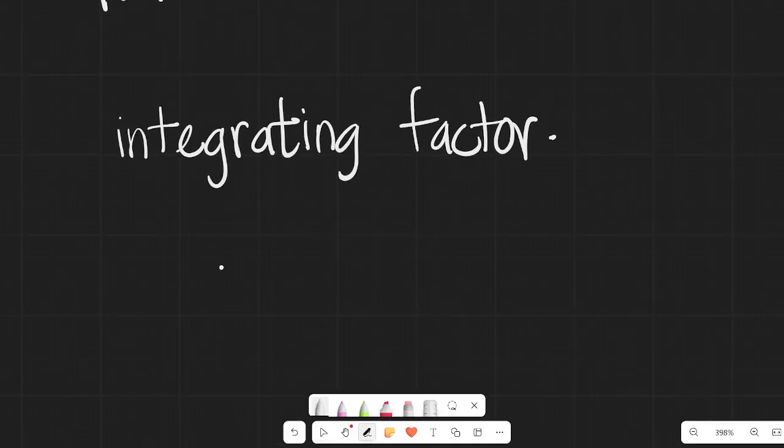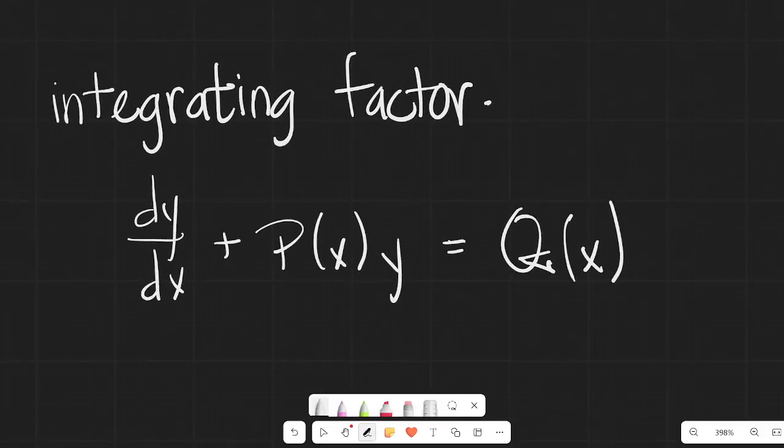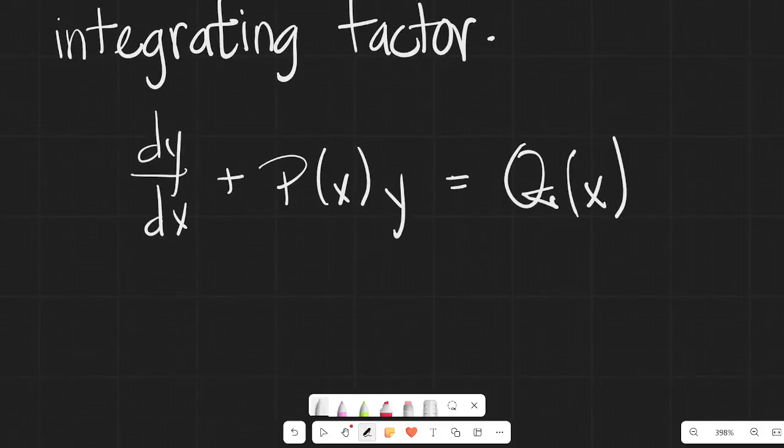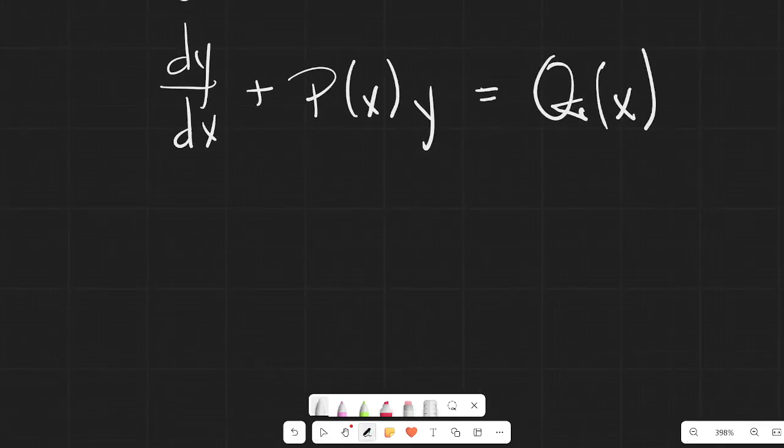A first order linear differential equation has the form dy over dx plus some function p of x times y, the dependent variable, equals q of x. If we have something that's in this form and it is not separable, then we have to use this method. One of the things we can do is identify, using an example, what p and q are.